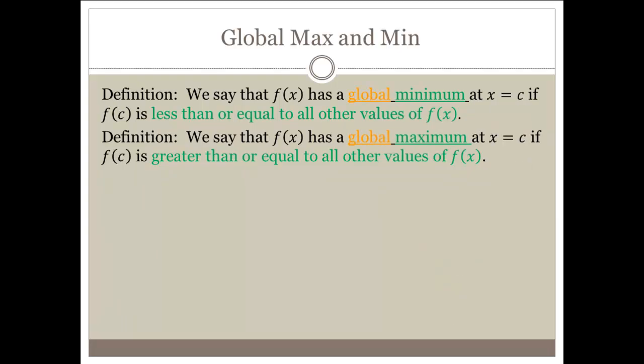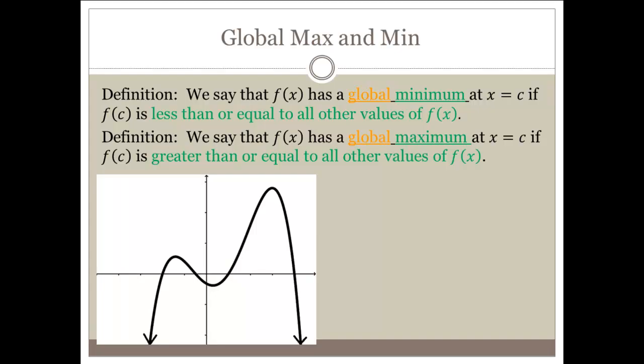Let's interpret this using the graph of f of x. Notice here that f of x has two local maximums. However, the one on the right is larger than the one on the left, and the one on the right is the largest possible value of f of x. So it is a global maximum.